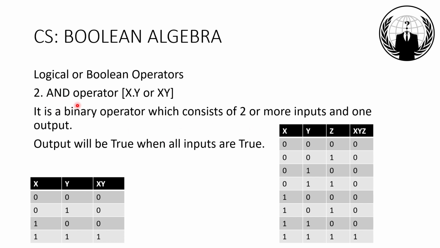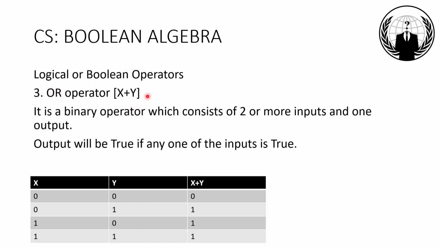Now second is the AND operator, which is also known as the product operator in Boolean algebra. So it is a binary operator which consists of two or more inputs and one output. The output will be true when all the inputs are true. Remember, when all the inputs are true. If in any case one input is false, then the output will be false. So as in this case, there are two variables. When all the inputs are true, the value is also 1 or true. And here in this case, if any one of the inputs is false, the value is false, or the output is false.